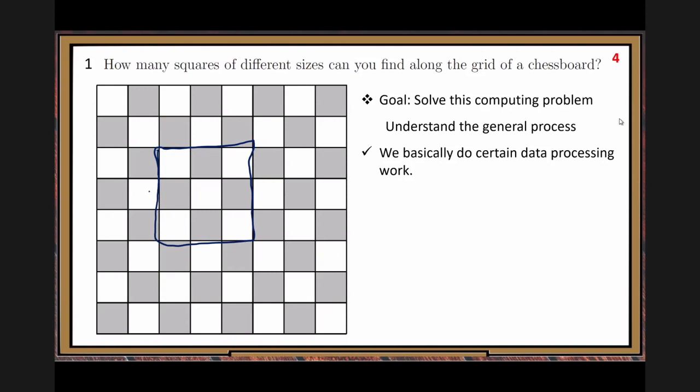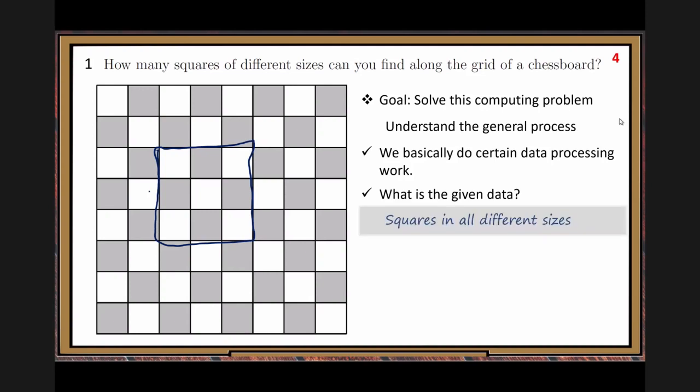So we study our data, we process and manipulate our data here. We control our data, so we can move it around. Data manipulation. The given data is squares in all different sizes. We know 8 different sizes. That's our data.